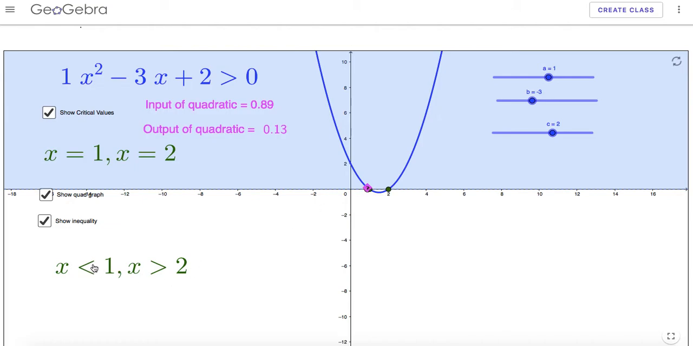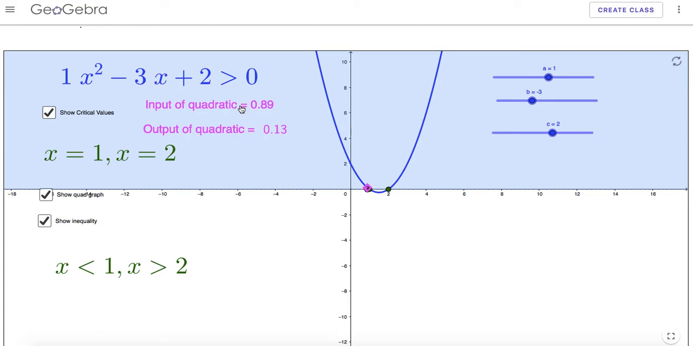Anything less than 1, on this side, or anything bigger than 2, everything on this side. And you can see that that represents a part that is above the x-axis. The part below the x-axis is not part of my inequality.